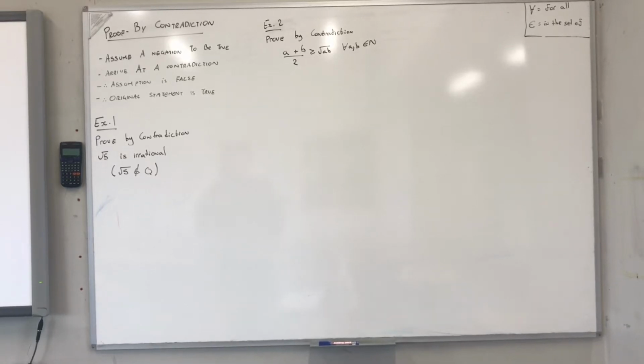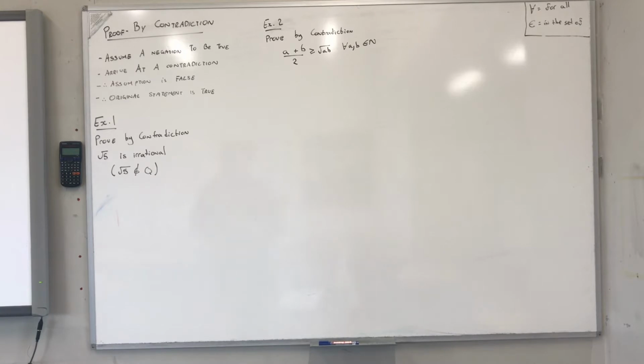Hi. So in this video we're going to look at another method of proof, and it's an indirect method of proving a statement. We call it proof by contradiction. As you might have guessed, it involves a contradiction. So the steps are, we look at the statement, we assume a negation to be true. For example, we'll look at example 1, prove by contradiction root 5 is irrational.